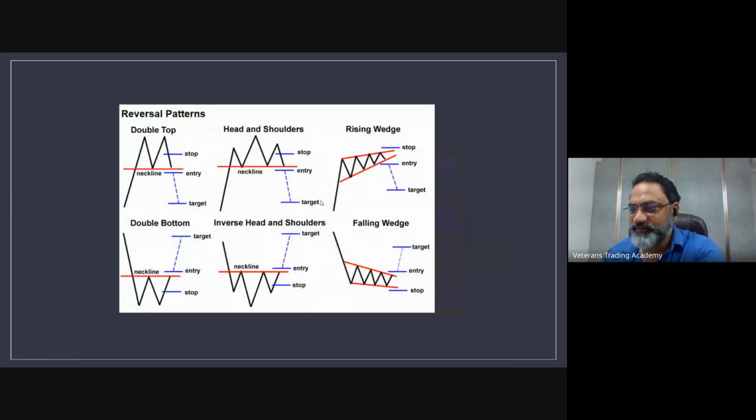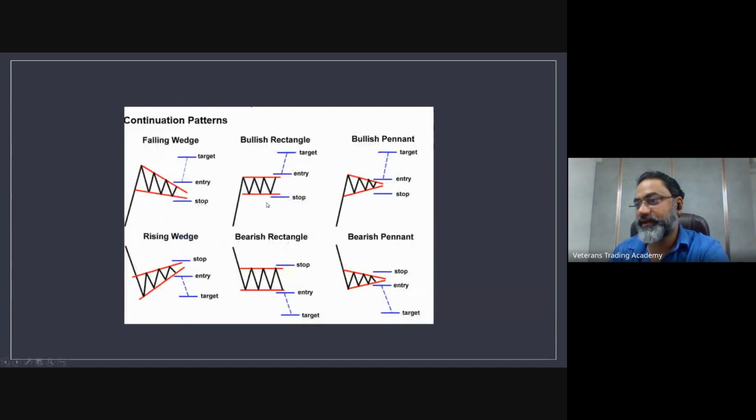So quickly, I'll just revise the patterns which I have covered. We have read about double top and head and shoulder patterns. There's a pattern known as rising wedge and falling wedge. I'm deliberately not covering it because it further confuses people, so I'll say just avoid it. The reverse of these are double bottom and inverse head and shoulder patterns. More important patterns are continuation patterns.